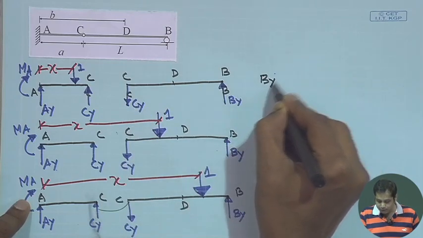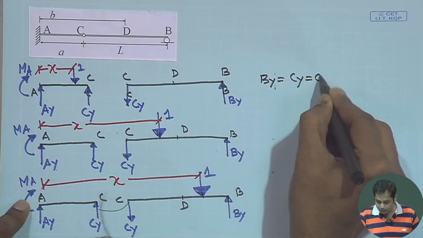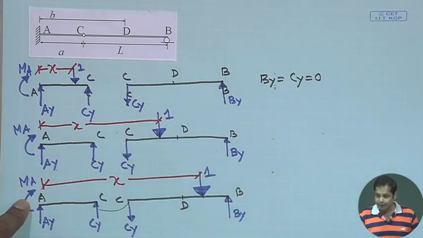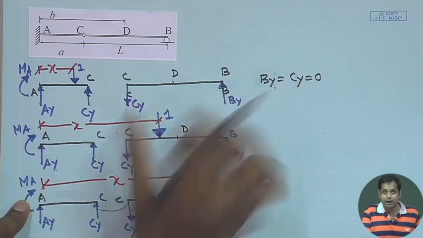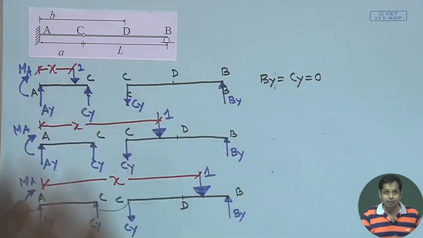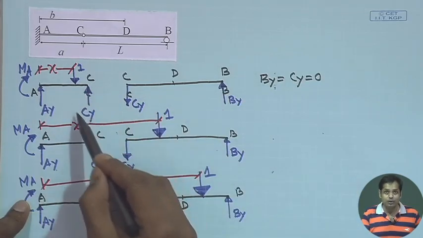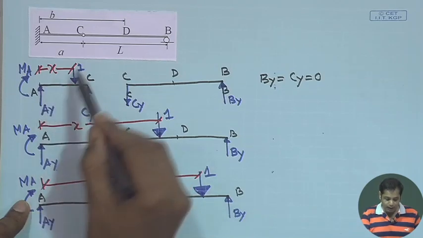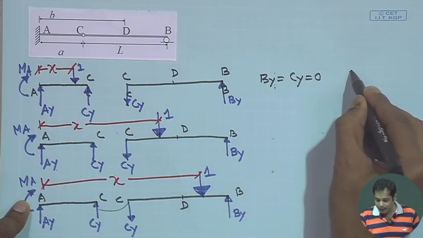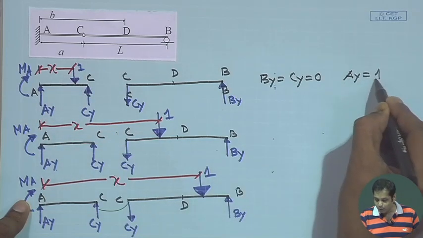So, we can say BY is equal to CY is equal to 0 from this. Now, let us see this free body diagram. CY is equal to 0. So, what are the forces? Only vertical forces we have, AY and 1. AY acting upward, 1 is downward. So, naturally AY will be 1.